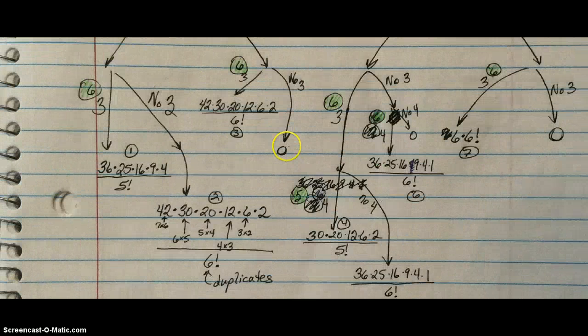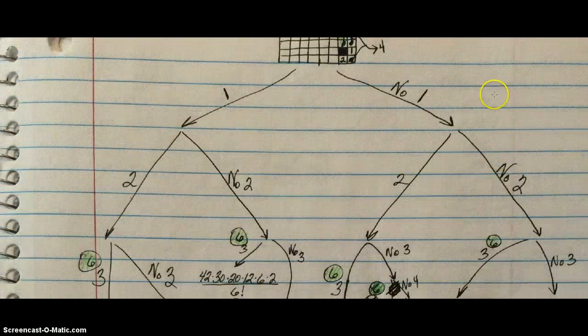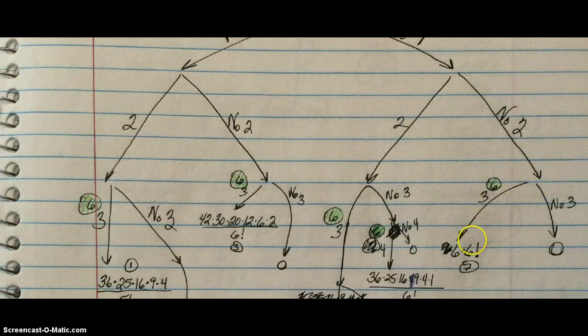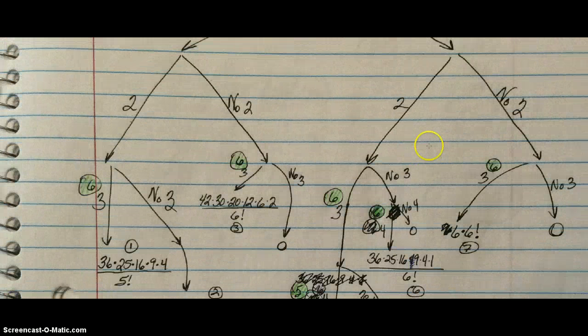Similarly, we can go through. I did want to go through at least one where we didn't have to worry about duplicates. So let's look at this one here. No 1, so there's not 1 right there. No 2, so there's not 1 in that special place right there. But we do have 1 and 3. Okay, so we don't have 1 there. We don't have 1 here. We do have 1 and 3.